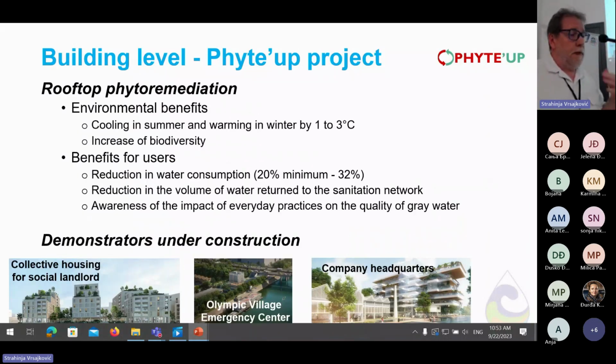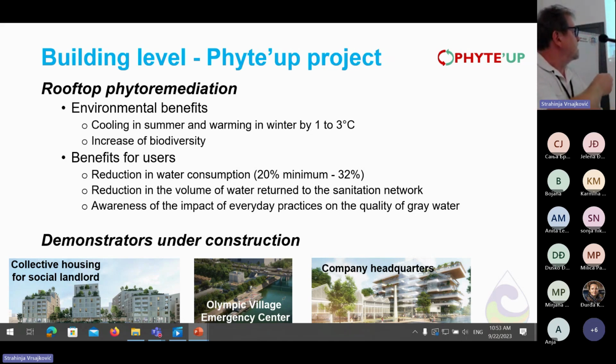So rooftop phytoremediation is very challenging because there are some environmental benefits. The first are, as I mentioned before, cooling in summer and warming in winter, but not this time due to the water, but to the construction of a filter planted on the roof. And you can gain 1 to 3 Celsius degrees. And because there are plants, you increase biodiversity in the city and you increase the green space.